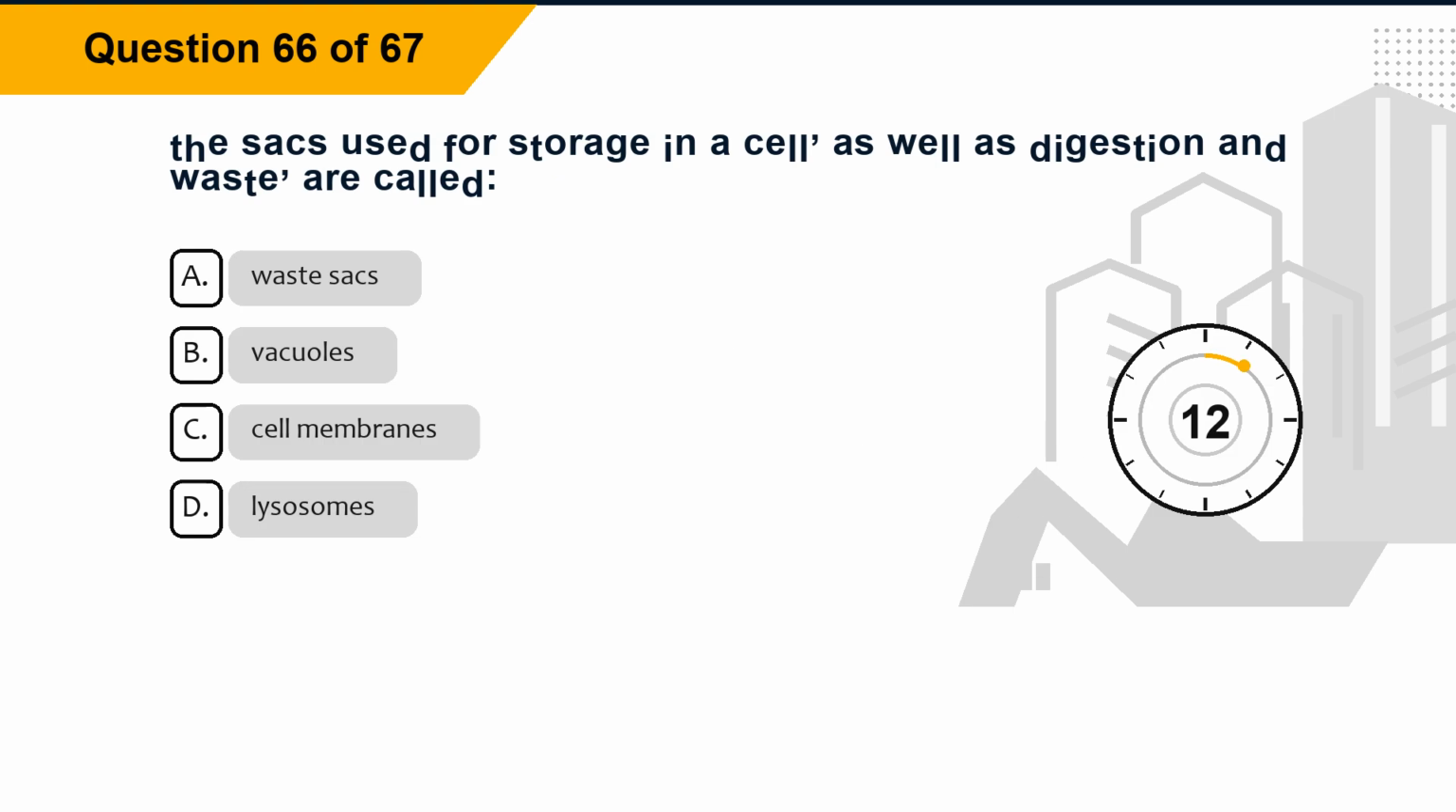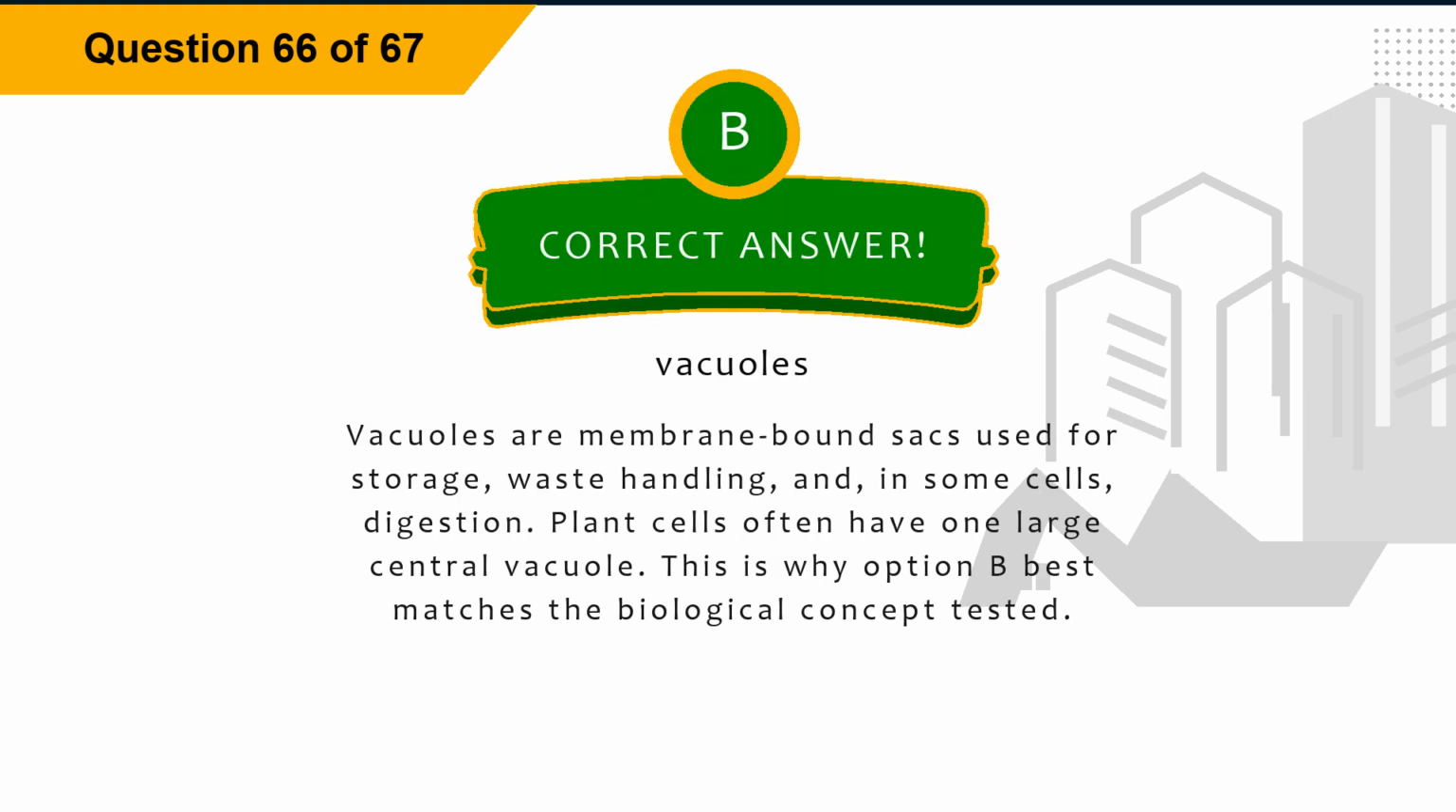Question 66. The sacs used for storage in a cell, as well as digestion and waste, are called Option A, waste sacs. Option B, vacuoles. Option C, cell membranes. Option D, lysosomes. The correct answer is option B, vacuoles.